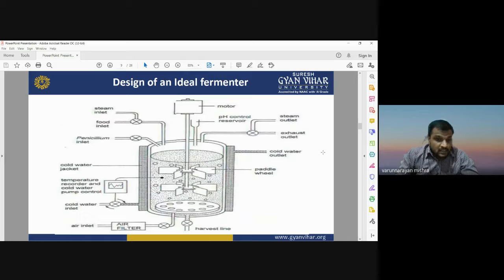And there is an air filter. The air filter is used to supply the air, because air will be used as a substrate for initiating this entire process. The air filter converts the air, and it will be used for this fermentation process.